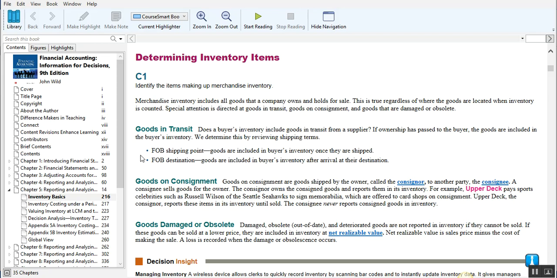Now, if they ship the goods FOB destination, meaning that the seller is paying for the freight, then the seller will continue to count those in their inventory until such time as we receive them in our possession. So we will not count them in our inventory until we receive them in our possession, and that's the big difference here.